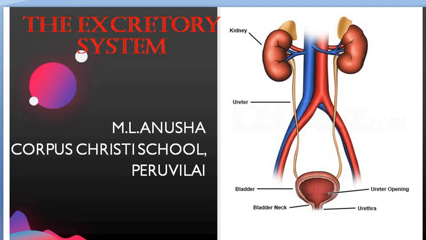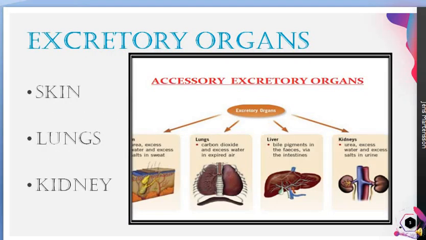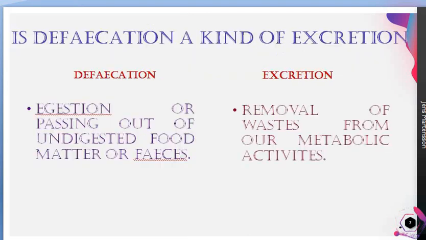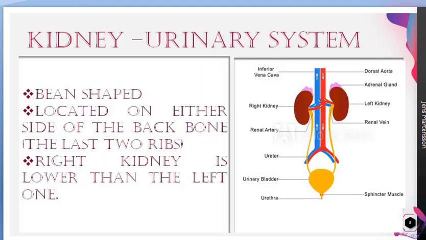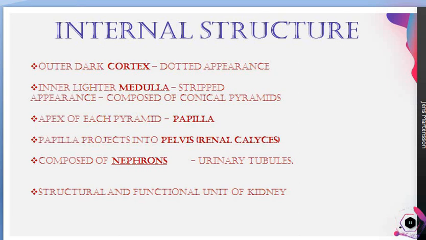In last class we discussed the definition of excretion, the different excretory organs we have, what substances have to be gotten rid of from our body, and what is the difference between defecation and excretion. And we learned the external structure of kidney too, right? So these are the parts that we learned last day. And now we are going to learn the internal structure of kidney.